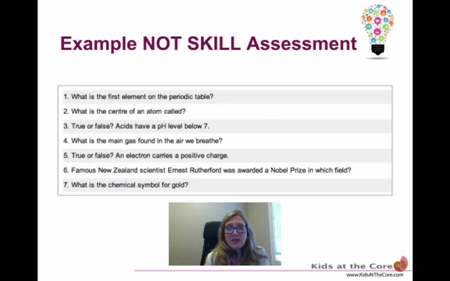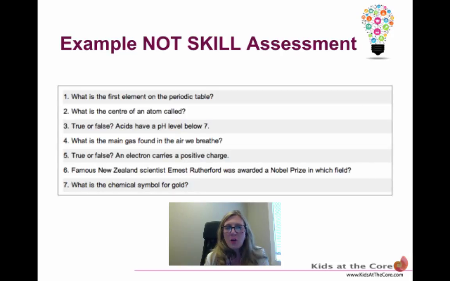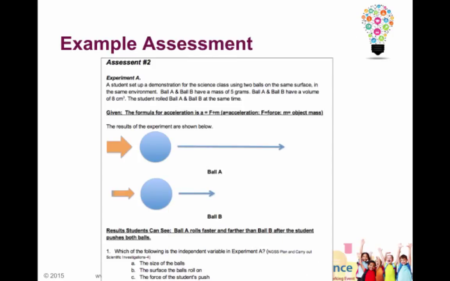This is not obviously a skill-based assessment. This is another example, obviously not a skill-based. Both of these are examples of recall assessments that would be all at the very lowest level of cognitive demand. Not that this information isn't important for students, but it's also important to see the skill piece. Again, this is not a skill-based assessment. So here would be an example of a skill-based assessment.